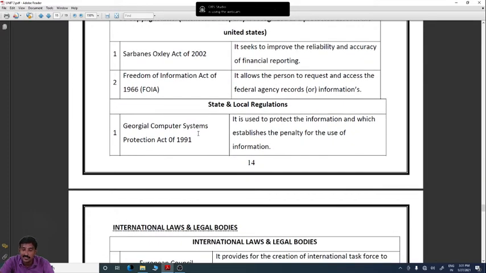Next one is State and Local Regulation. That is the Georgia Computer Systems Protection Act, which provides penalties for the misuse of information.